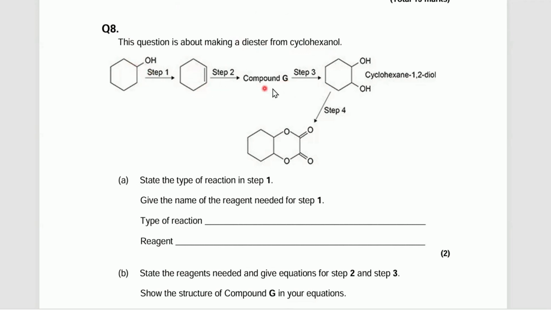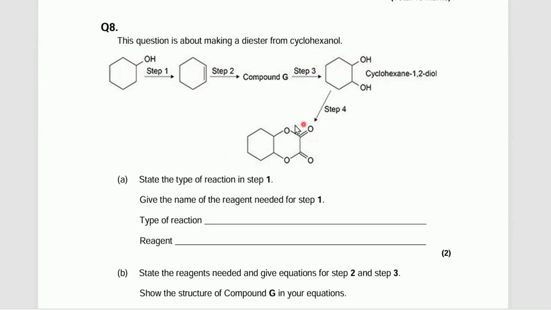It's worth 2 marks. You can see we've got an alcohol going to an alkene, compound G, then going to a diol, and then down below we've got a diester. You can see those ester links here and here. So what is the name for the reagent in step 1? Well, we're going from an alcohol to an alkene. So alcohol to alkene, hopefully you know what that is.